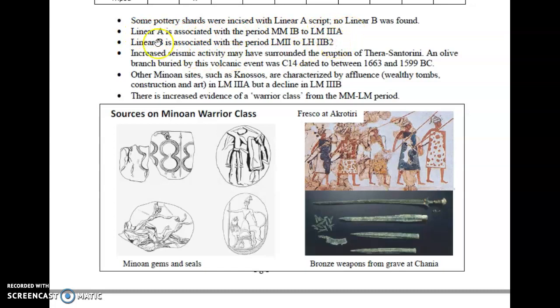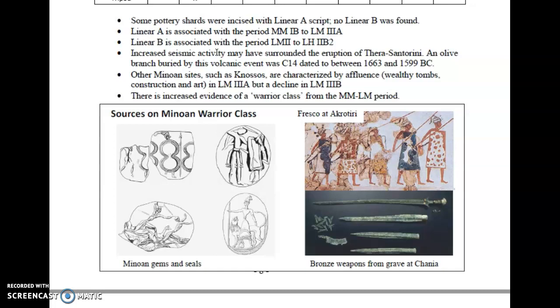And we don't have any Linear B, so we don't really need to worry about that one right now. We also see that there is increased seismic activity. So that's movements and shaking in the ground caused by earthquakes. And we know that that has something to do with the destruction of our site, and it possibly could have surrounded the eruption of Thera, which we had a look at in our first lesson.